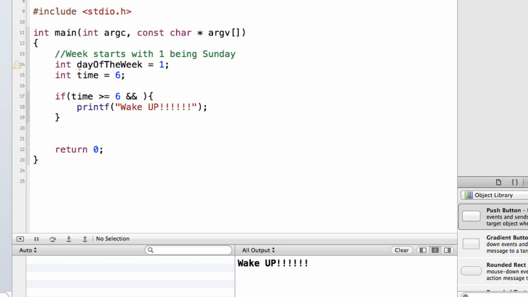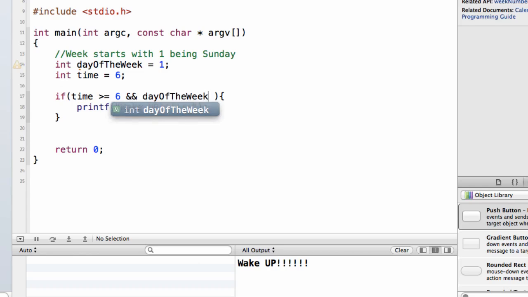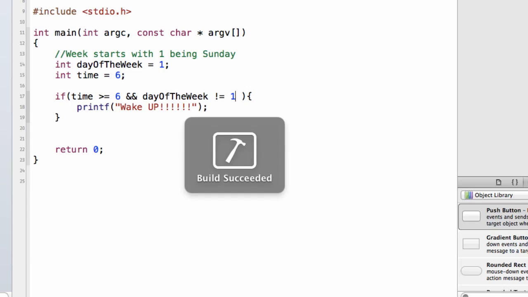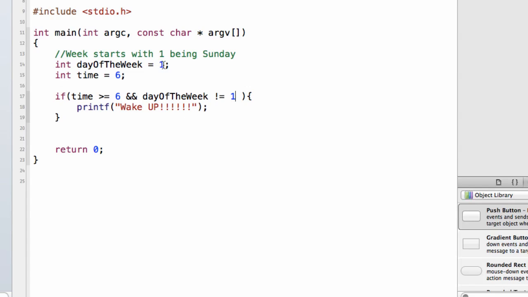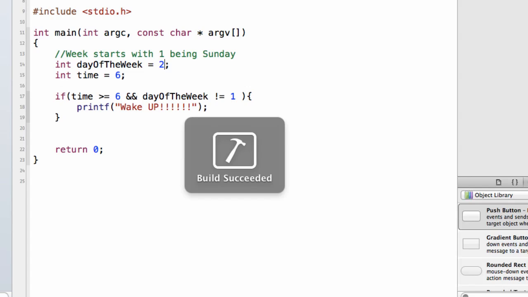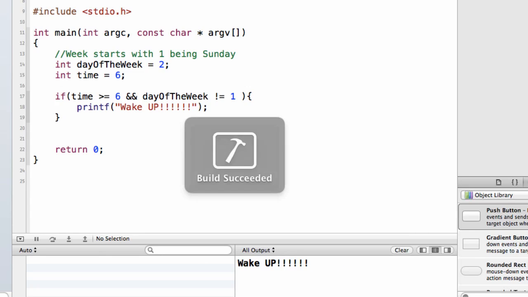So let's do a double and. There's a day of week. I'm going to use an exclamation mark equals, so it does not equal 1. Okay, so I'm going to save this. Now it said wake up before. I'm going to run it now. Nothing. What if I change the day of the week to 2? I run it. Oh, it says wake up. It's Monday.